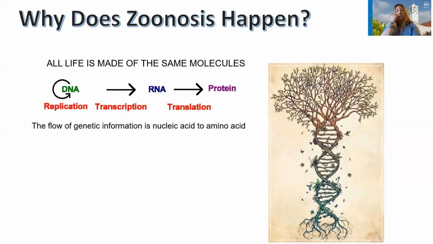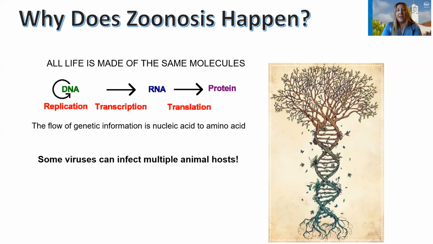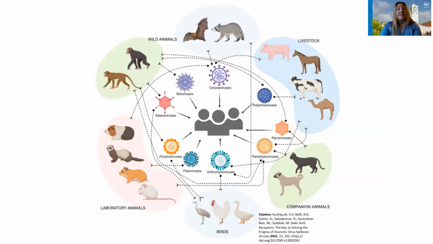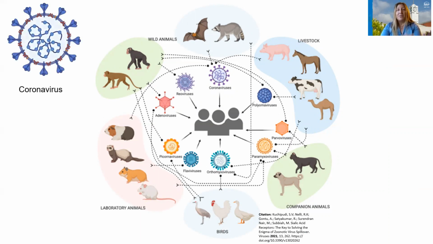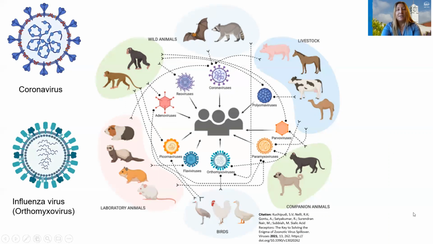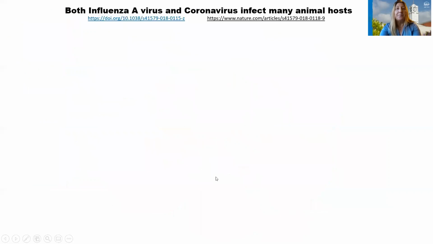So why does zoonosis happen? Well, one reason is because all life is made of the same molecules. We are truly connected. And therefore, some viruses can infect multiple animal hosts. So here is a depiction of some of the viruses that are known to infect both animals and humans. There are others. I'm going to focus on coronavirus and influenza virus, which is part of the Orthomyxoviridae family.